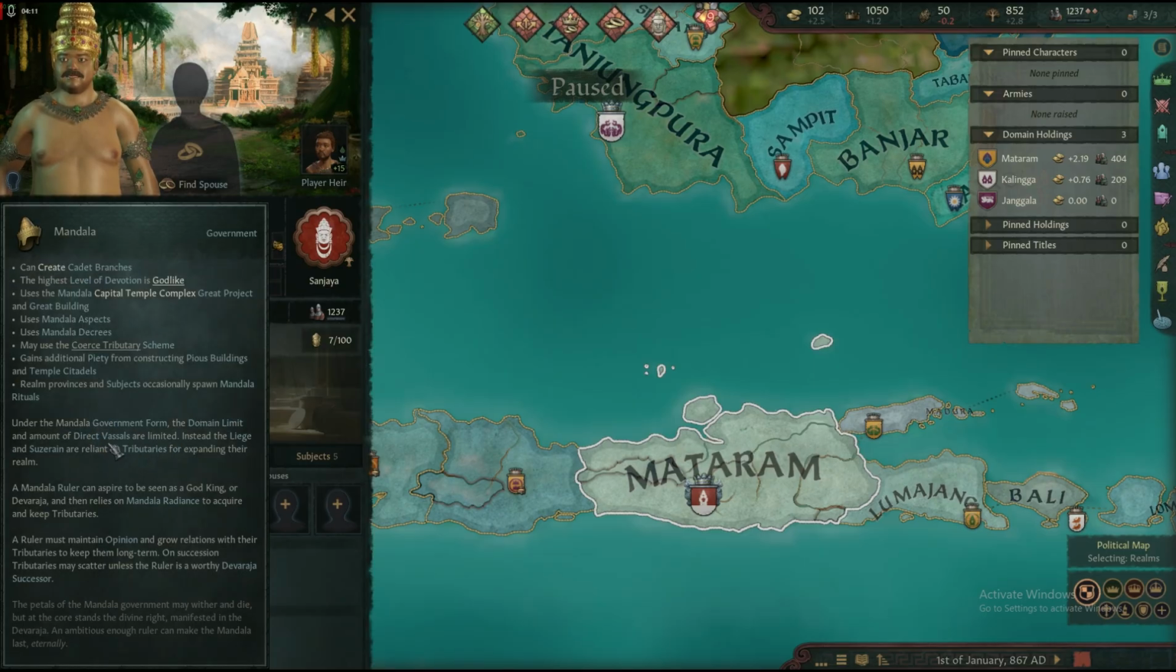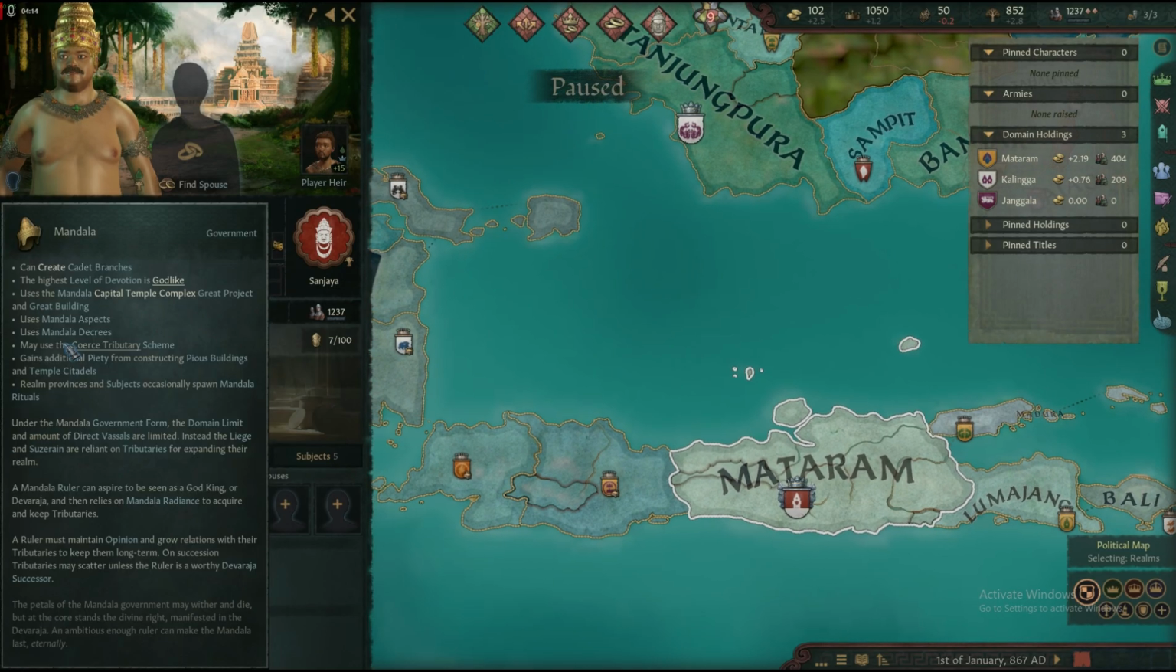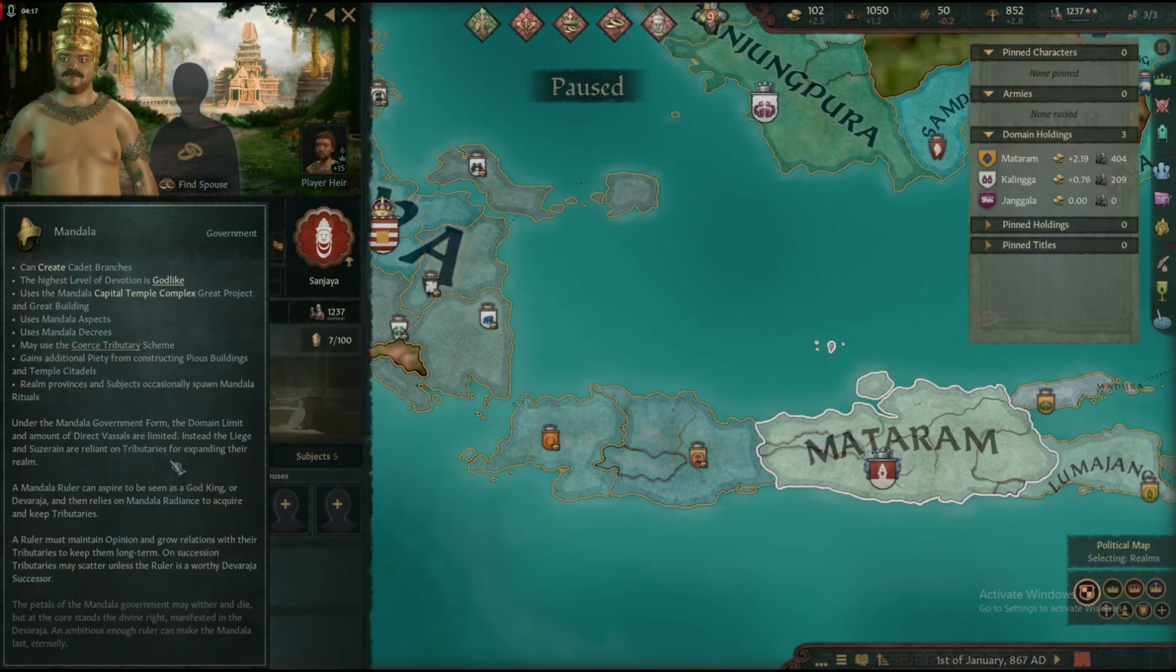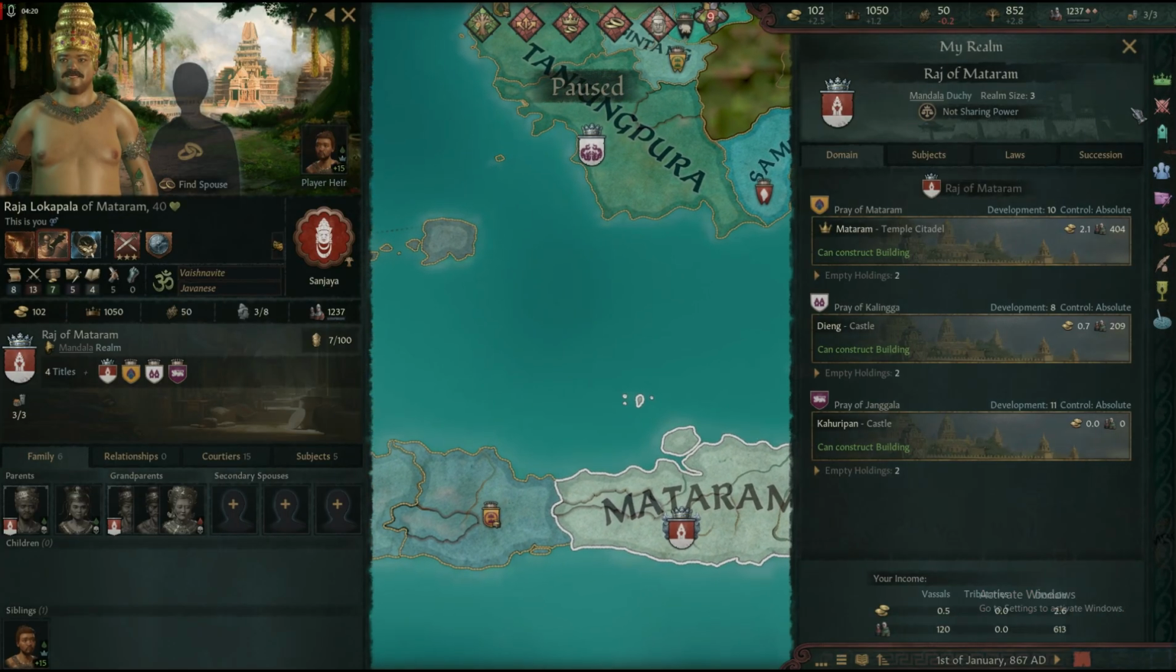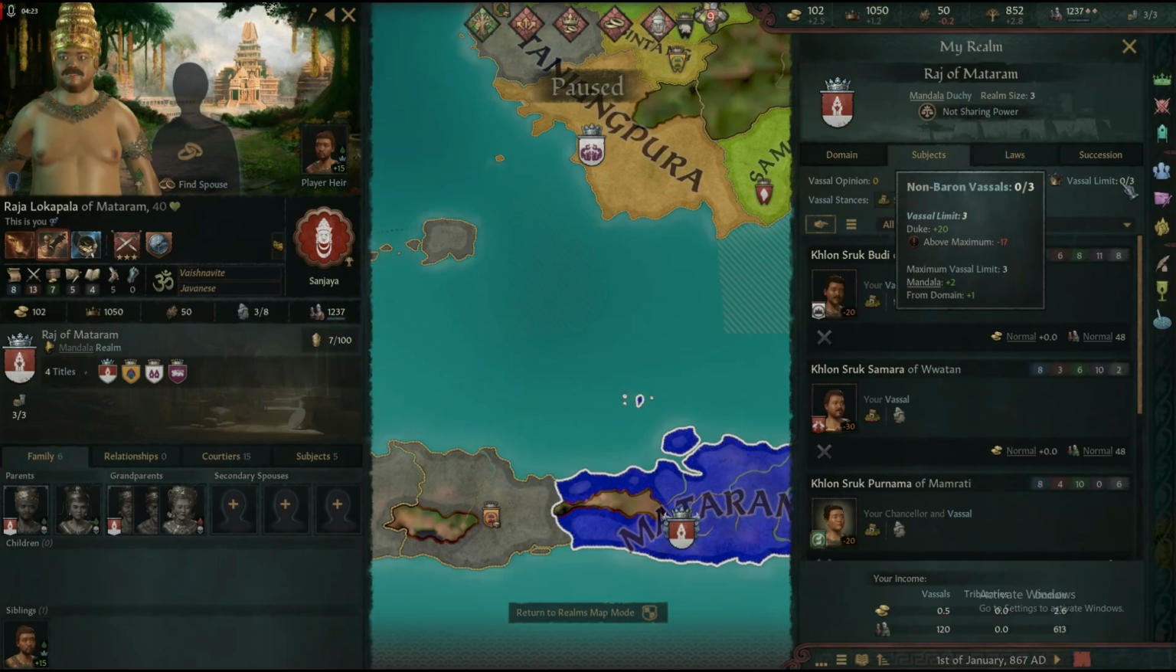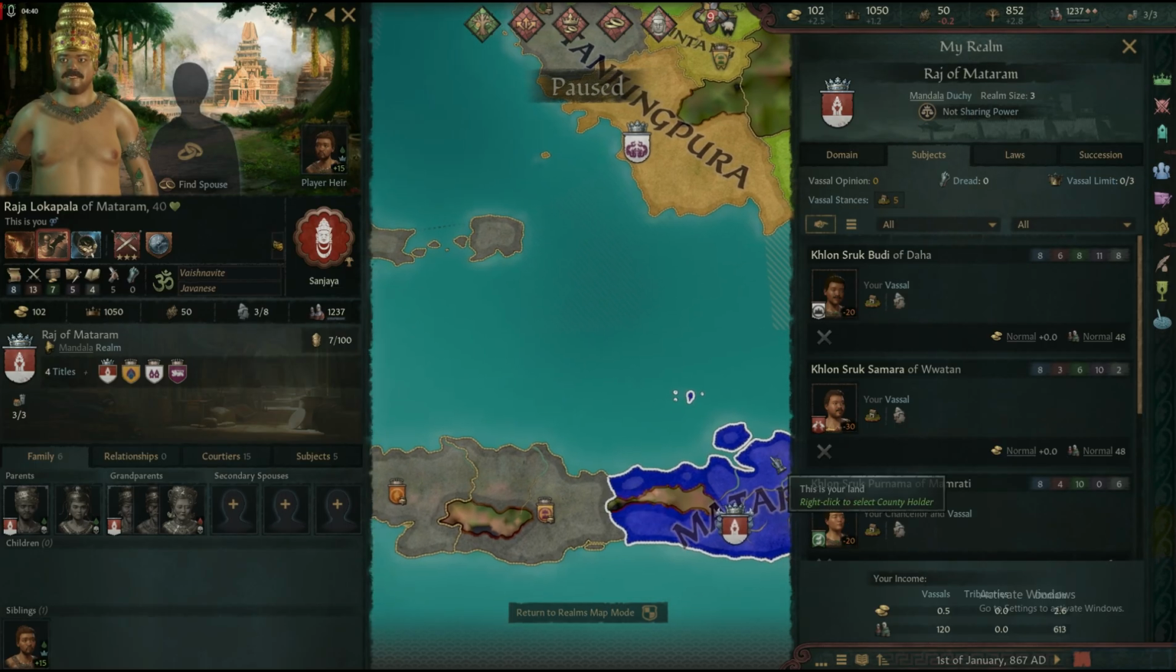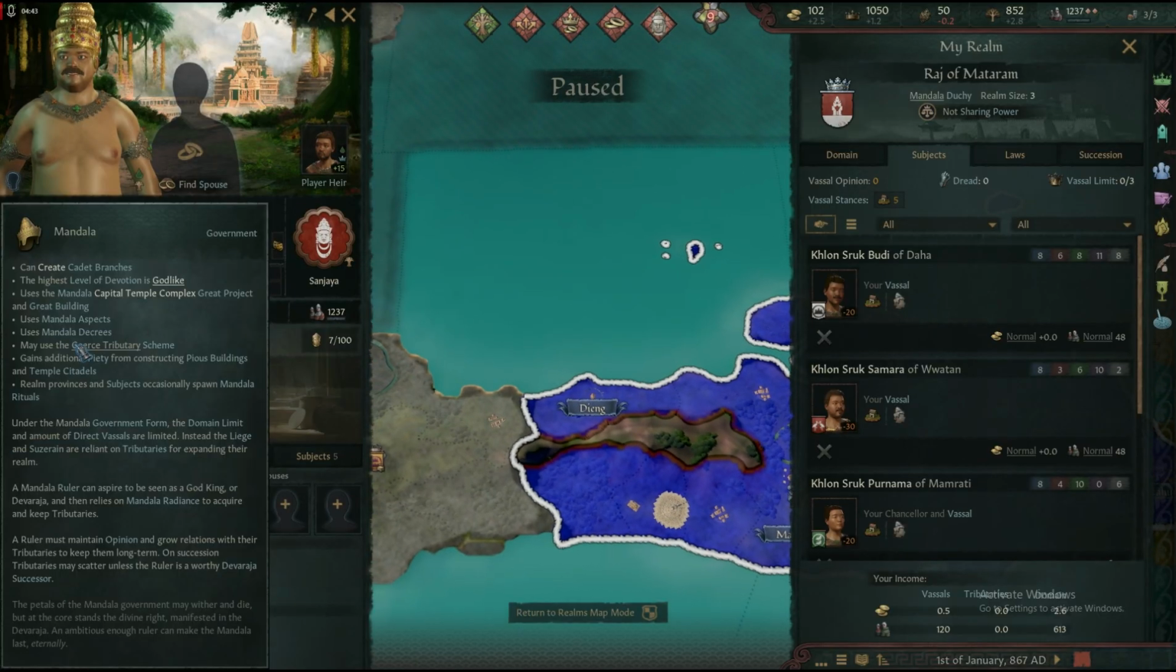Domain limit and direct vassals are limited instead of being like normal. So, for example, our vassal limit is 3. If we were a duke, we'd normally be allowed 20, which is ridiculous, honestly. I don't think I've ever had a problem with a vassal limit before. But as Mandala, you're going to have this problem. You get more from that capital temple thing. You're mostly reliant on tributaries, essentially, is what this is trying to explain.